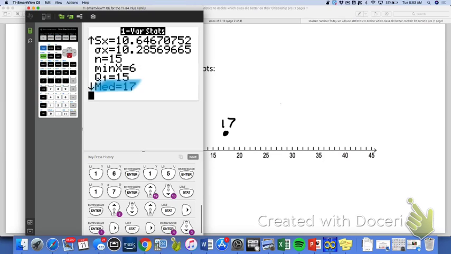Now, remember that our next step was that we found our lower quartile. We found the lower median of our lower half of our data. Well, now, just like the other thing, your calculator does it for you. Look right there, Q1. So the left side of my box is going to be right there over the 15.